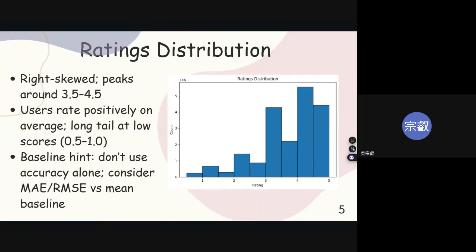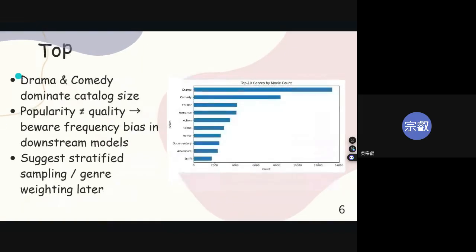Here is the rating distribution. It skews right, with the bulk of activity around 3.5 to 4.5. Low scores like 0.5 and 1.0 exist, but are relatively rare, forming a long thin tail. The takeaway is that users tend to rate positively on average. For later modeling, that means accuracy alone can be misleading. MAE or RMSE against a mean baseline will be more informative. Yeah, people are just too kind to rate those movies.